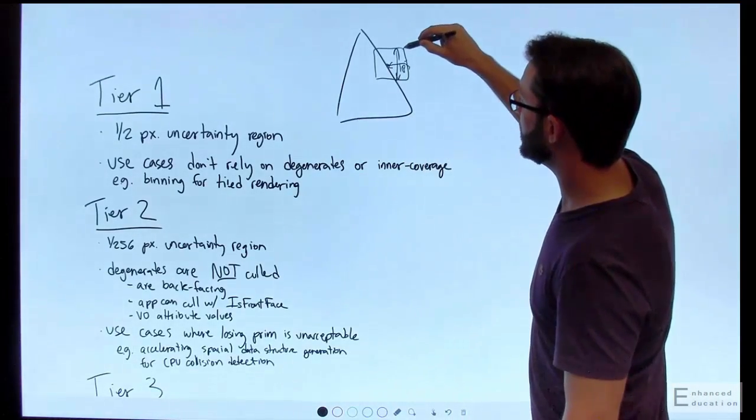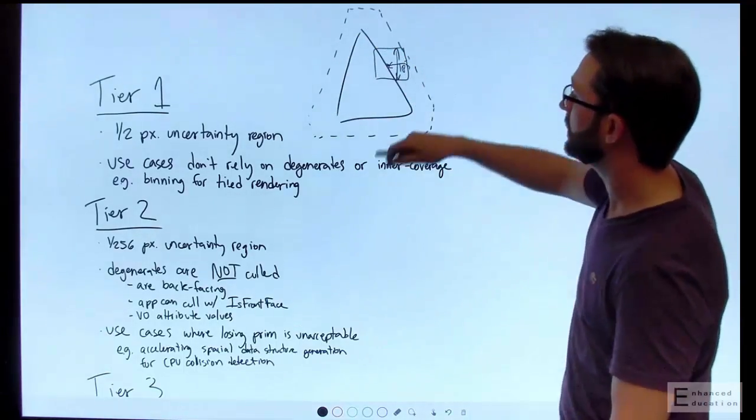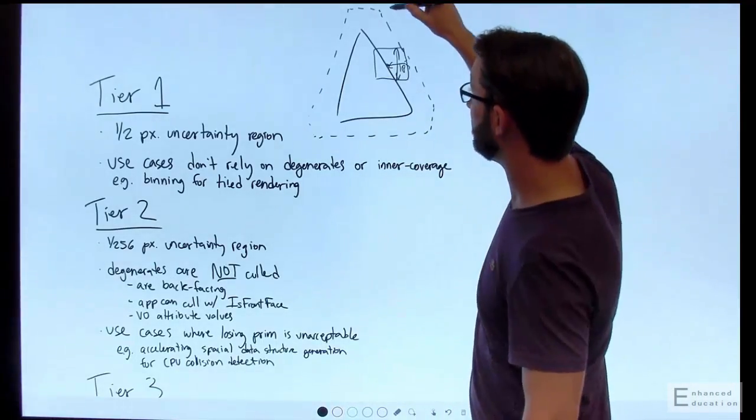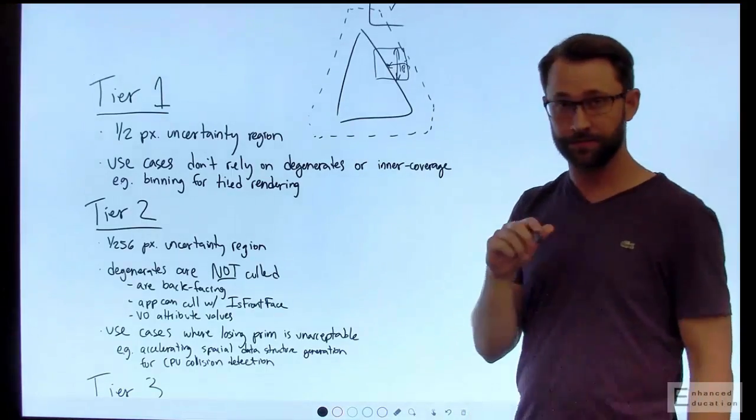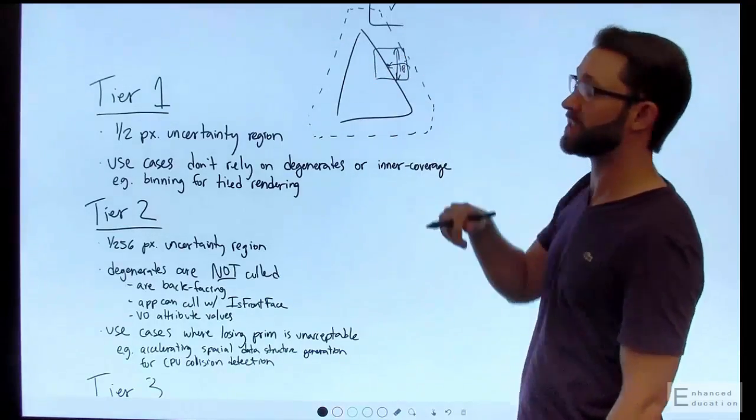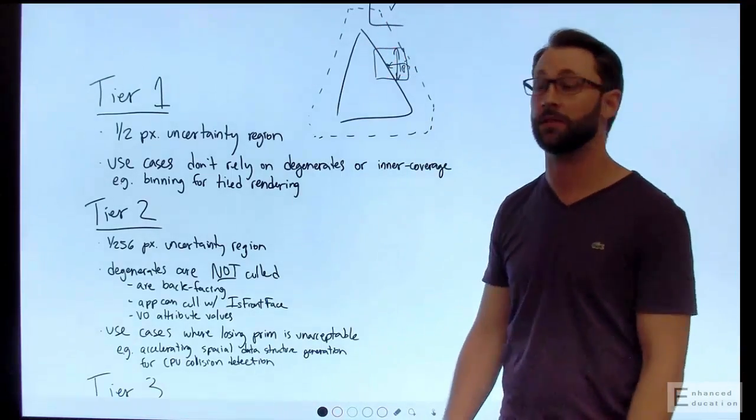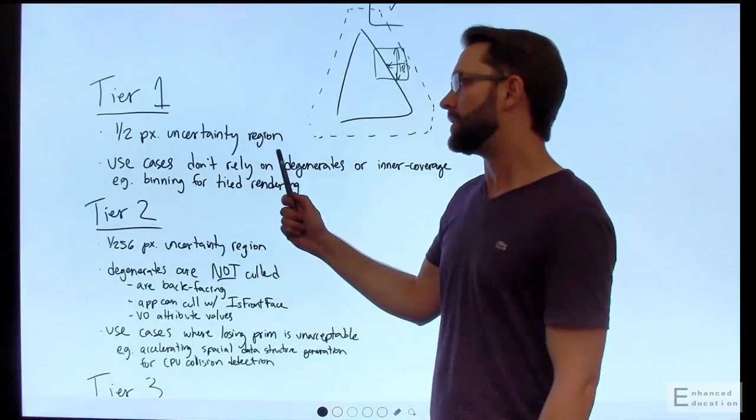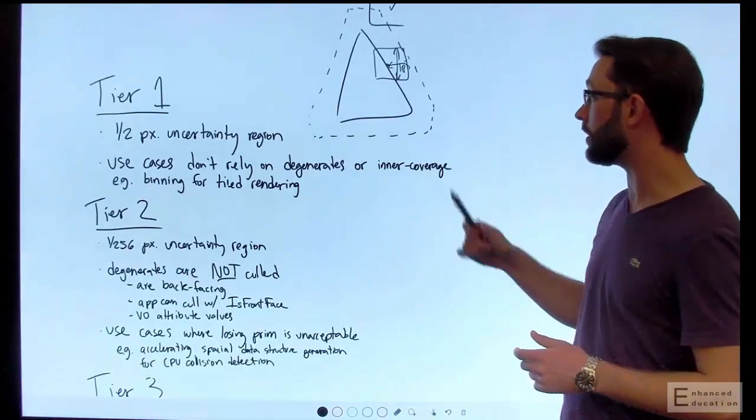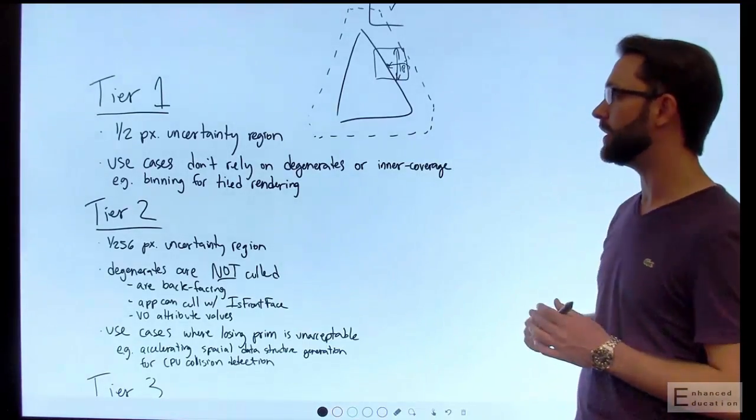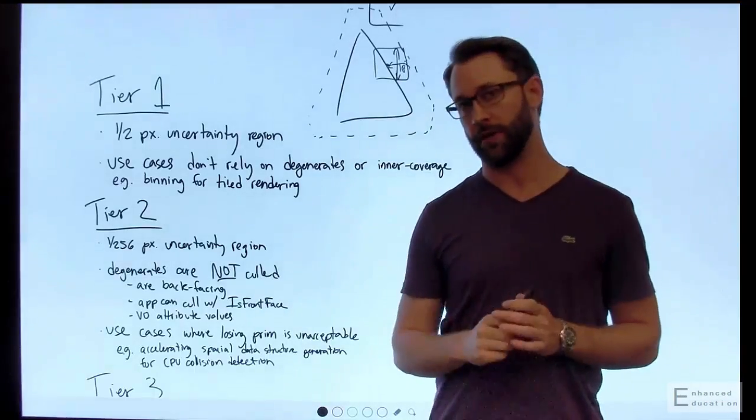So you can imagine this thing is essentially sweeping around this primitive to produce our uncertainty region. And that means that if this uncertainty region intersects any pixel, that pixel will get rasterized. Whereas before, we might not have a sample point there, or the primitive has been snapped and actually isn't intersecting that pixel, and so it wouldn't get rasterized. And so the use cases for tier one are stuff that doesn't rely on degenerates, and doesn't care if those get culled, or the inner conservative coverage that we were talking about, the underestimated conservative rasterization. And this is useful for binning for tiled rendering or something like that.